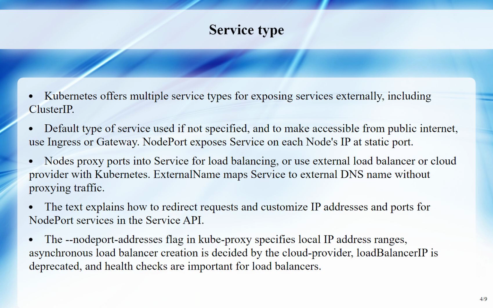You can use the --nodeport-addresses flag for kube-proxy to specify particular IP address ranges considered as local to each node. For a service of type LoadBalancer, the actual load balancer creation is done asynchronously, and the cloud provider decides how it is load balanced. You can also specify a load balancer IP for the load balancer, but note that the .spec.loadBalancerIP field has been deprecated in Kubernetes v1.24.